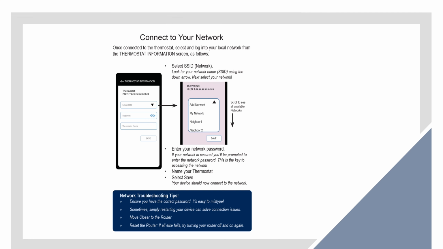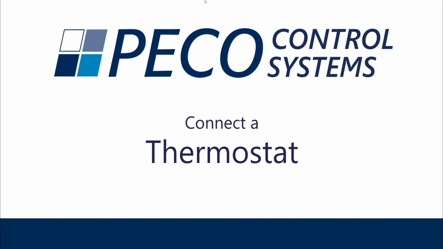Connect to the network. Under the select SSID, this will be where you'll go look for your network name. And so you might need to scroll down in order to find it. But once you've found it, put that in and then put your password in and then name your thermostat and hit save. The following will discuss how to connect a thermostat to PECOPlus on your phone.